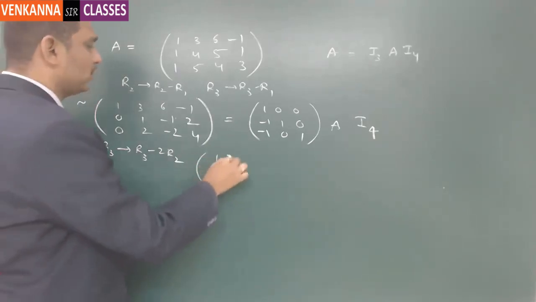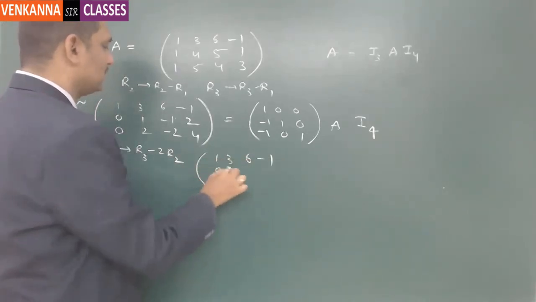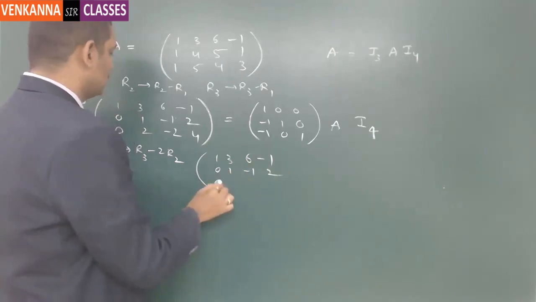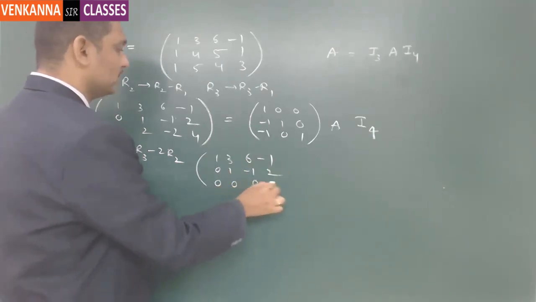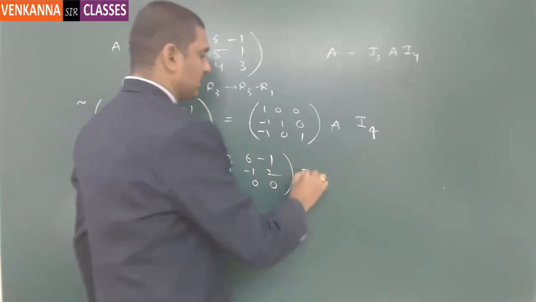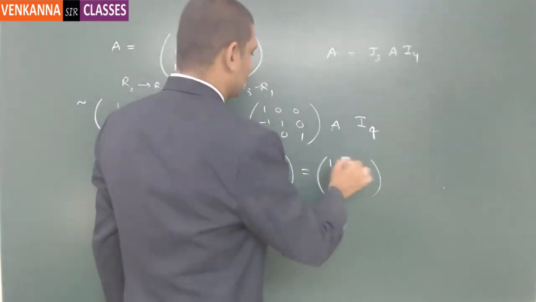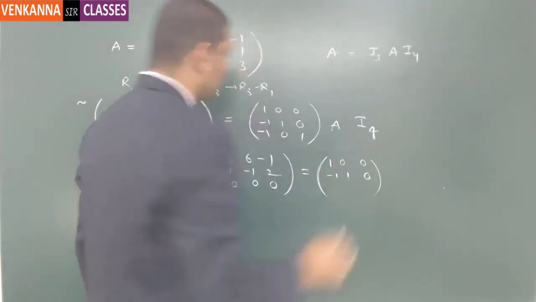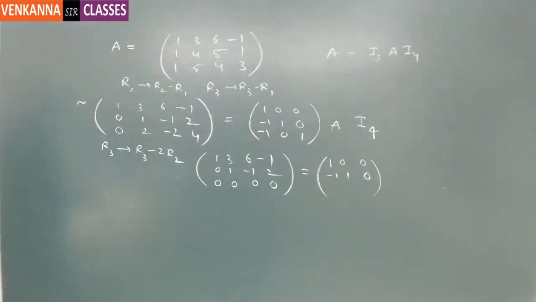Then it will be equivalent to 1, 3, 6, minus 1, 0, 1, minus 1, 2, 0, 0, 0, 0, equals to, here we will get the matrix as 1, 0, 0, minus 1, 1, 0, and the last row will be termed as 1, minus 2, 1.